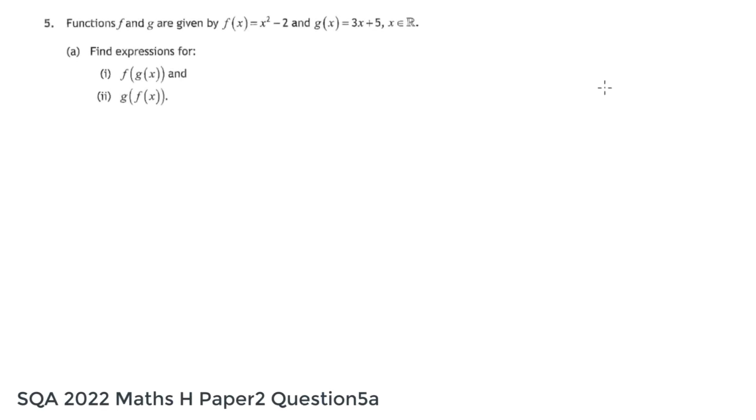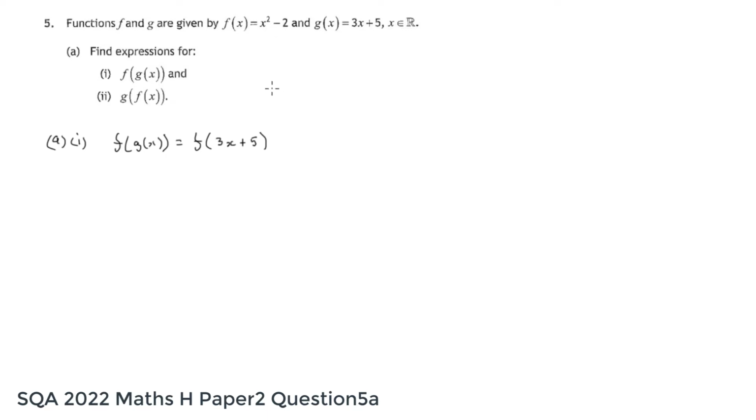Well, here's question 5. Given a couple of functions f and g in their formulae, we have to find expressions for these. So let's start with f of g of x. First of all, we know what g of x is. No problem with that. It's 3x plus 5. So there's a first step on the way. Into the function f, we're putting 3x plus 5.